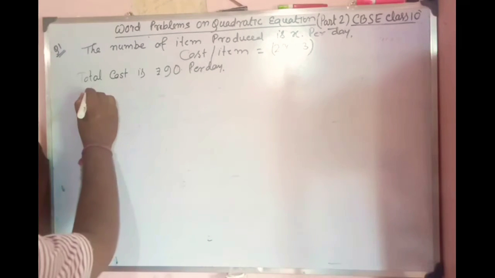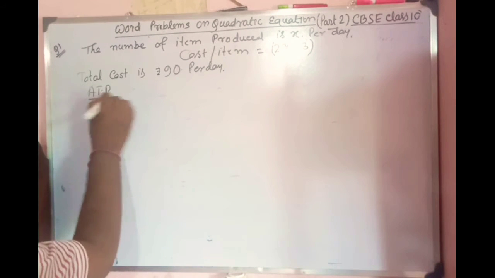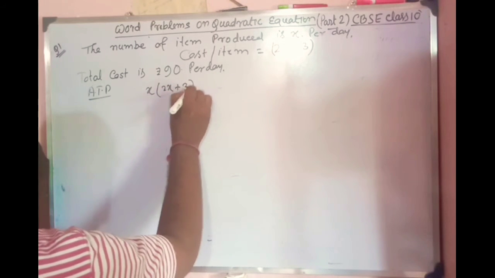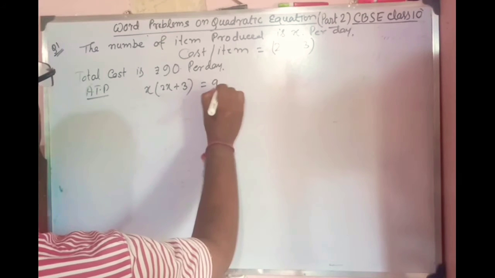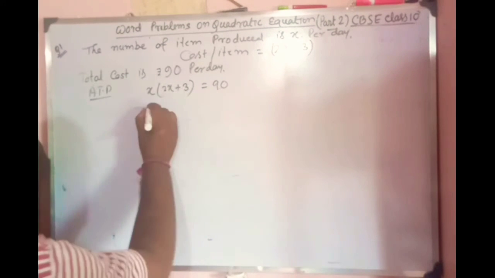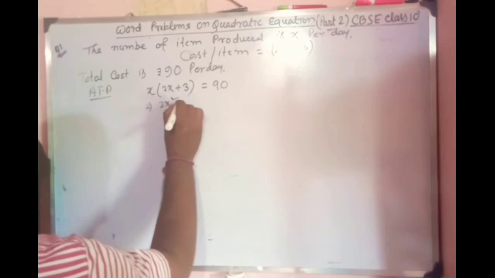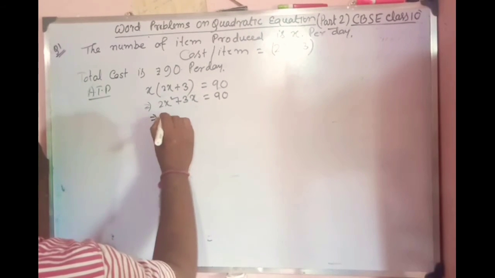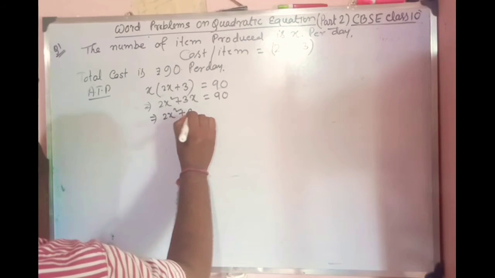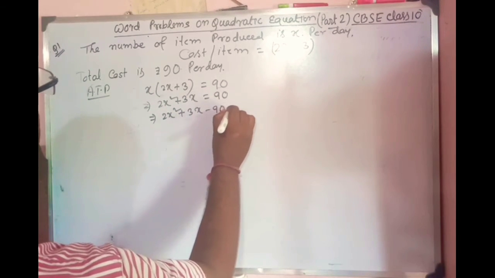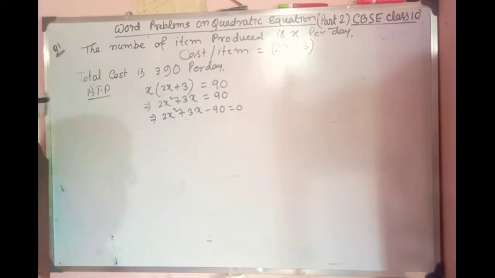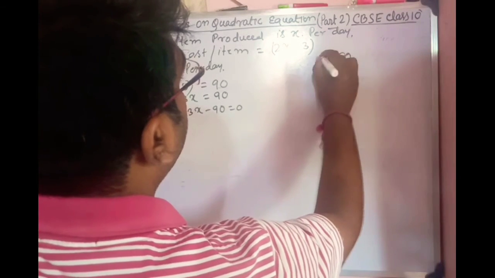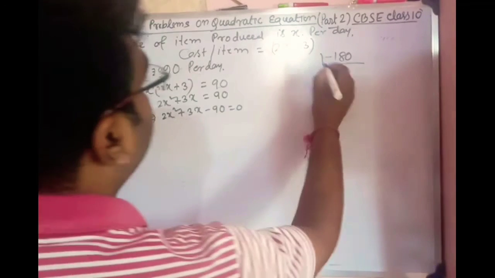So according to the problem, x into 2x plus 3 equals how much? 90. Now from here, 2x square plus 3x equals 90. 2x square plus 3x minus 90 equal to 0. So 2 times 90 is 180, means minus 180, that is minus 180.